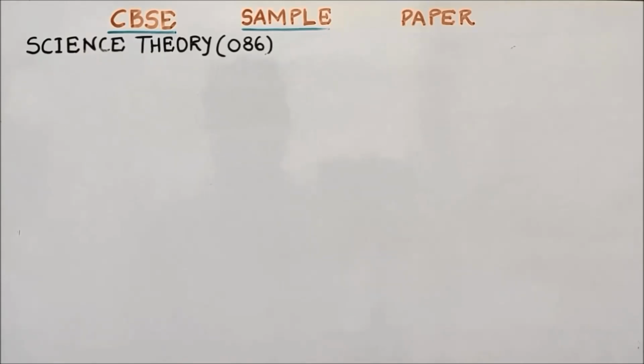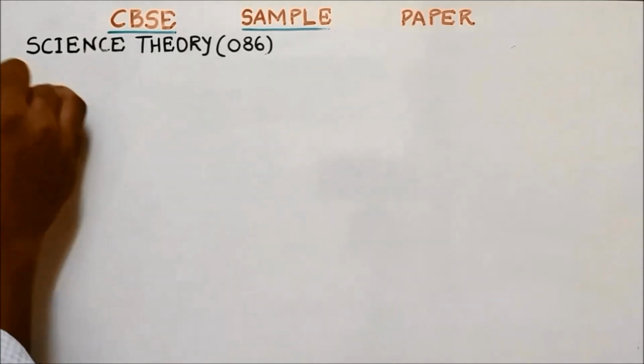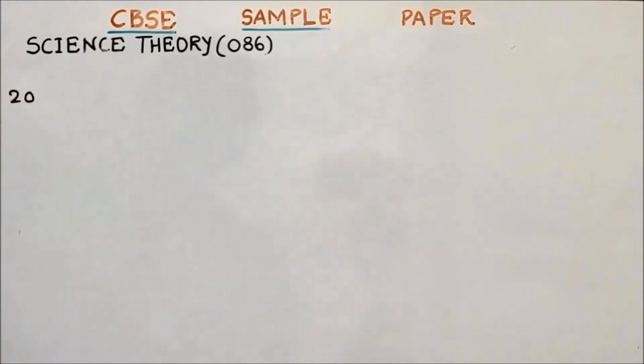So let's see the paragraph, question number 20. So question number 20 consists of a paragraph and it would have 5 questions, out of which you have to answer 4. All the questions will be MCQs. Let's see the paragraph.